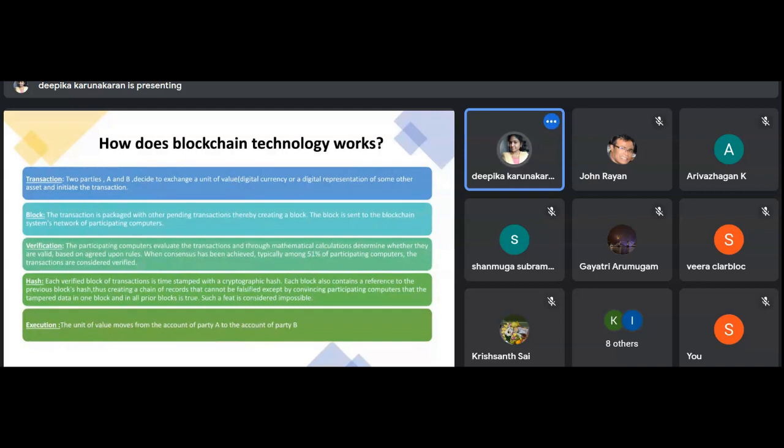And after that, hashing. Each verified block of transactions is time stamped with a cryptographic hash. As I said earlier, each and every block will contain the current block hash and also the previous block hash for the connectivity. So each block will have the reference to the previous block hash. That's where a chain of records can be created. The next one will be execution. The final thing is that the unit of value moves from the account of party A to party B.